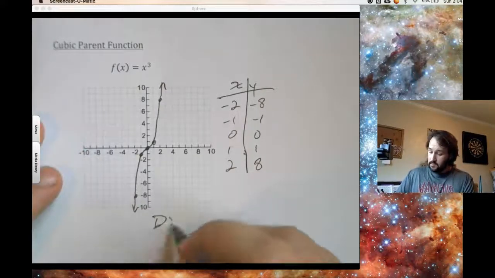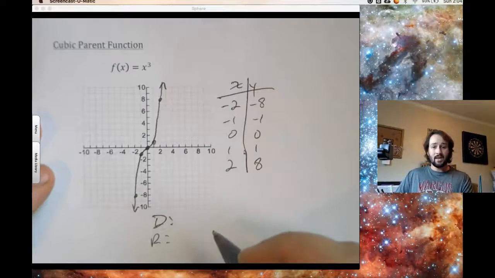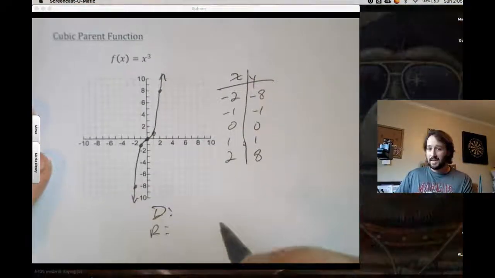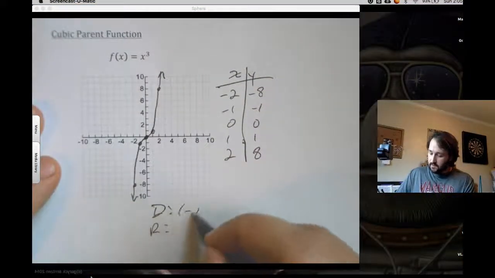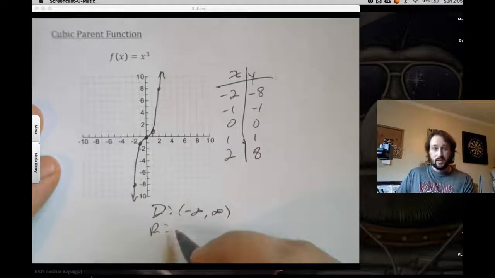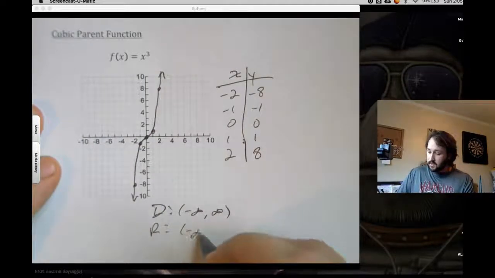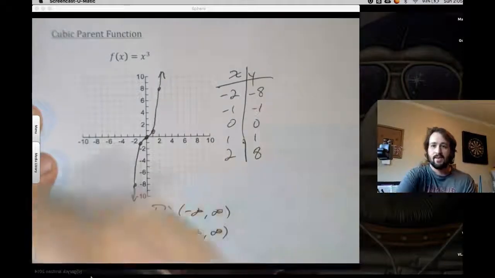So now for the domain and range, the domain is going left and right forever. There's no x values I cannot have. So I have it going negative infinity to infinity. And then the range is going up and down forever. So that's also going negative infinity to infinity.